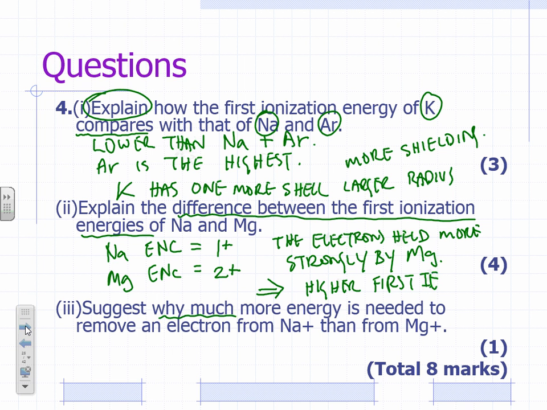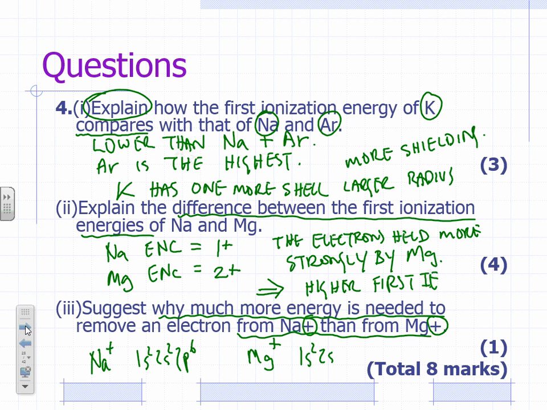Question 3, suggest why much more energy is needed to remove an electron from the sodium ion rather than the magnesium ion. Right, well, let's look at the configuration. The sodium ion has a configuration of 1s2, 2s2, 2p6. The magnesium single plus ion has a configuration of 1s2, 2s2, 2p6, 3s1. So I think now you can see why.